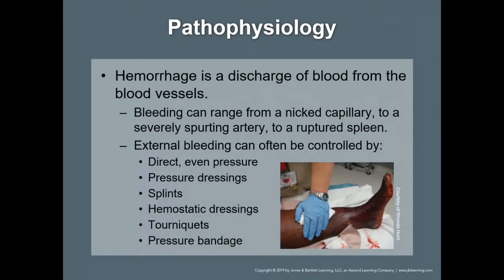So hemorrhage is a discharge of blood from the blood vessel. Anytime we are bleeding or blood is exiting the vasculature, then it's not inside the vessels or the heart. That's not where it needs to be, and that's considered hemorrhage. And a lot of times we can control it by something as simple as direct pressure, or pressure dressings. Sometimes we have to go all the way to the other end to wound packing or tourniquets, or using hemostatic impregnated dressings.